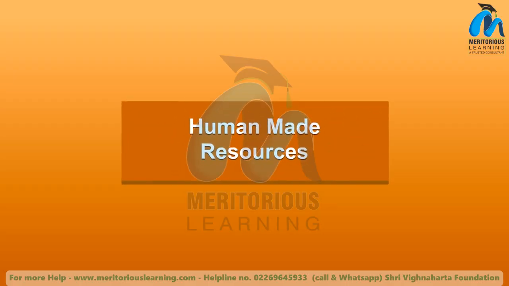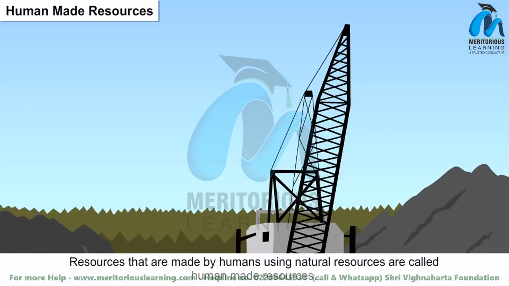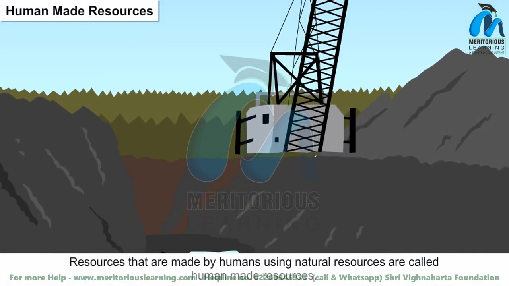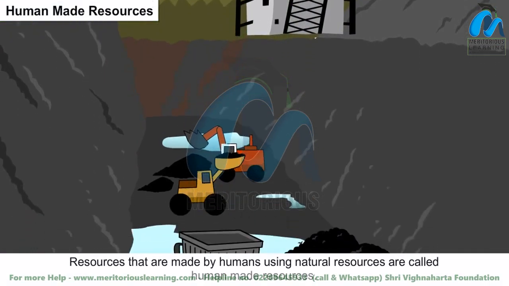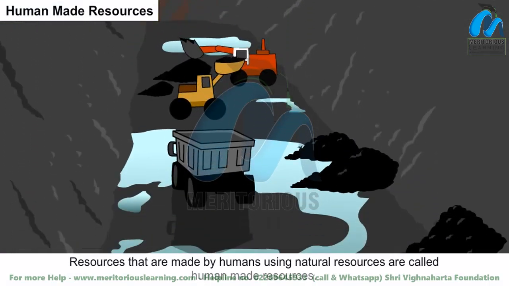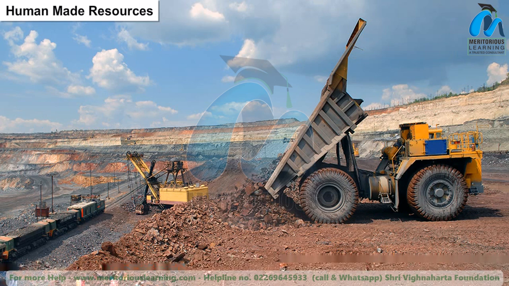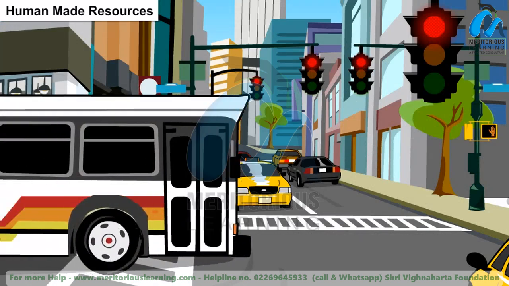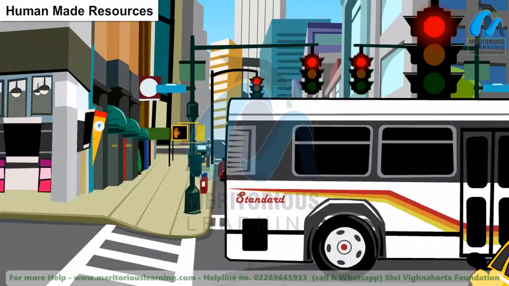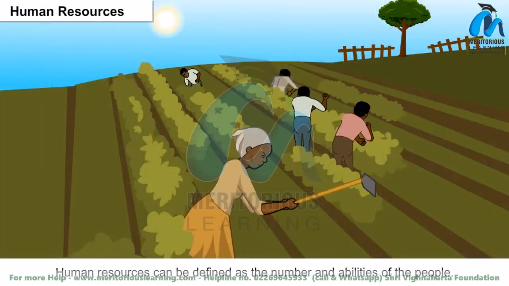Human-made resources. Resources that are made by humans using natural resources are called human-made resources. Example, iron ore was not a resource, but using technology, humans extracted iron from it to make buildings, cars and other valuable resources.